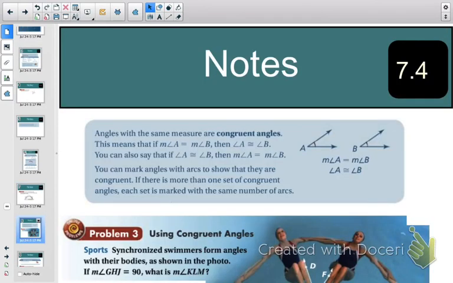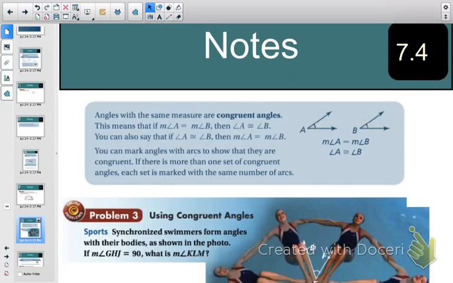Okay, angles with the same measure are congruent angles. So this means that the measure of angle A equals the measure of angle B. If the measure of angle A equals the measure of angle B, then angle A is congruent to angle B. You can also say if angle A is congruent to angle B, then the measures are the same.